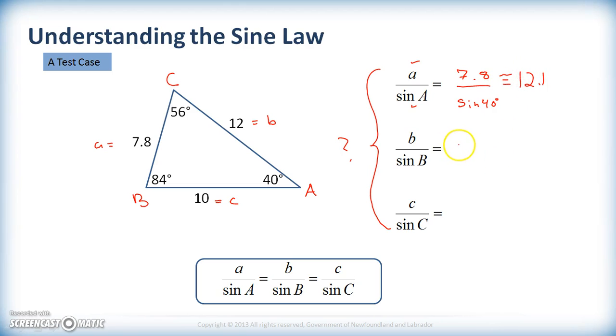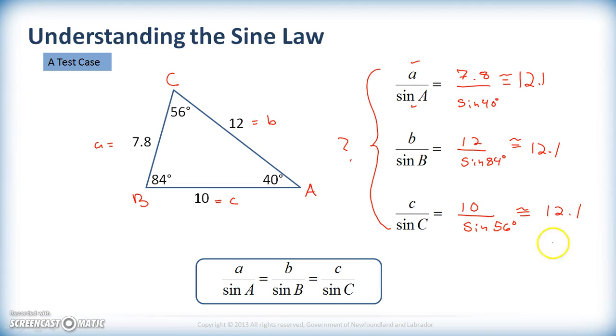Let's try B divided by sine of angle B. So that's going to be 12 divided by the sine of 84 degrees, and that works out to be again about 12.1. And then we're going to take C divided by sine of angle C, and that's going to be 10 divided by the sine of 56 degrees. And wow, look at that.